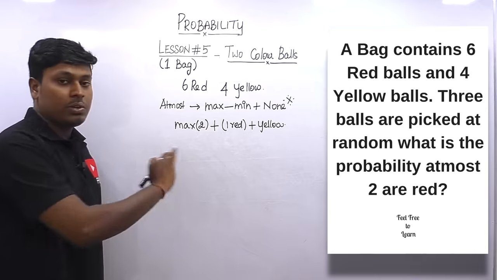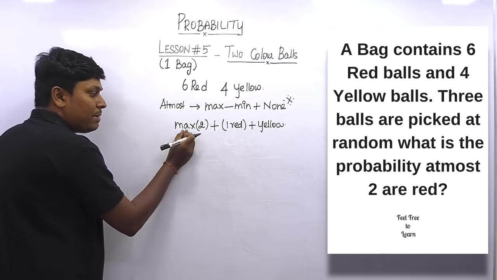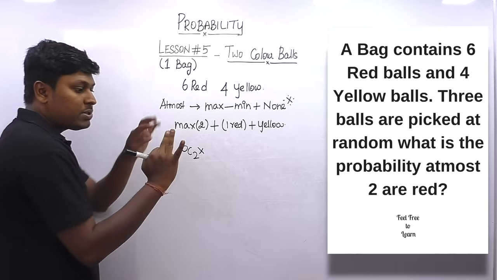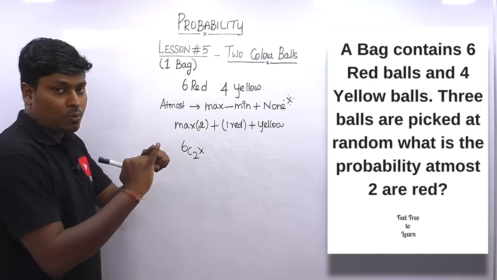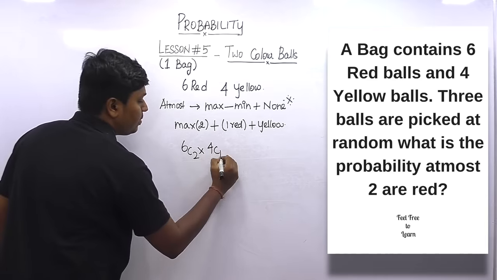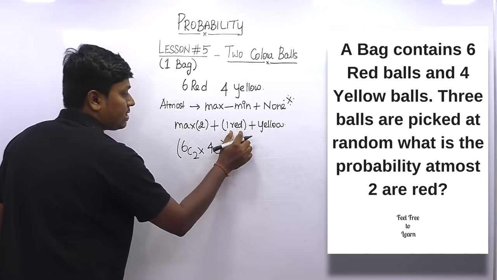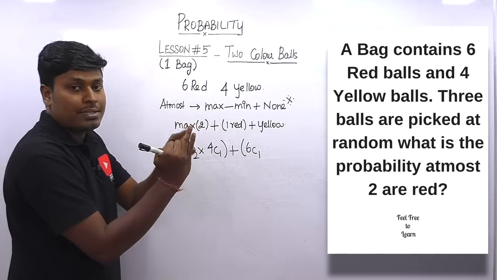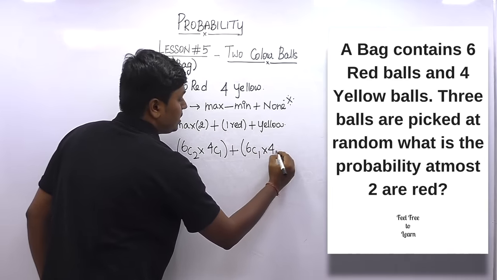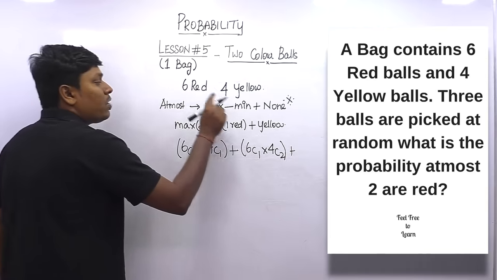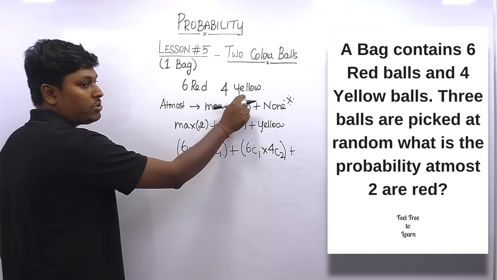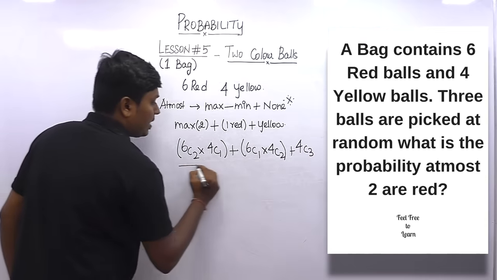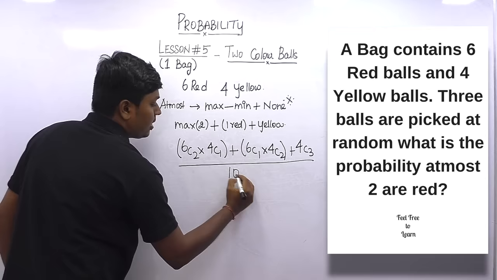So the denominator will be the total possible. Let me take condition number one: maximum two to be red. So 6C2, maximum two red, and our target is to pick three balls. We have picked two red balls, one is remaining, which should be yellow, 4C1. Plus the second condition, one red, 6C1. Out of three balls we have picked one red, so two balls remain, both yellow, that is 4C2. And the last condition, there should not be any red ball, only yellow balls. How many yellow balls? Four. So 4C3, divided by the total possibility, 10C3.